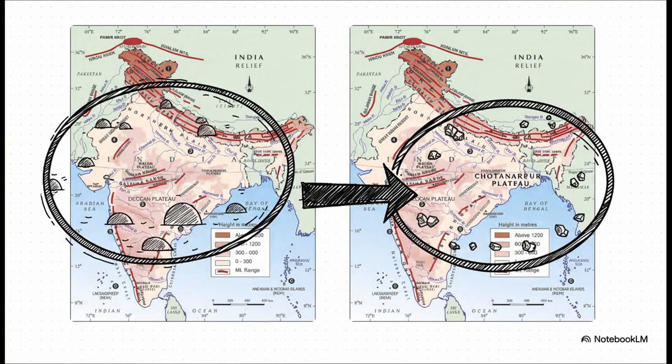First up, let's find the Malwa Plateau. You'll find it right here, sitting between the Aravalli and the Vindhya ranges. Now let's move our eyes towards the east. This region over here, which is very rich in minerals, is the Chotanagpur Plateau. So it's simple. Malwa is in the west and Chotanagpur is in the east.